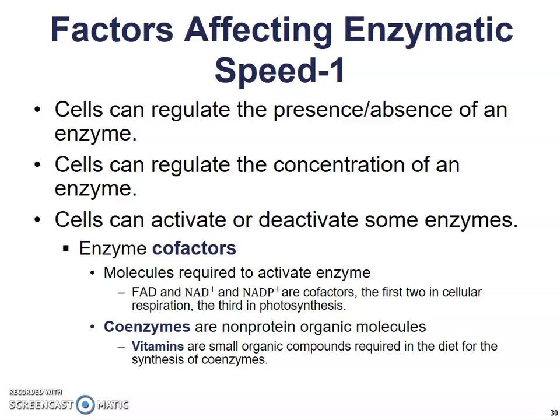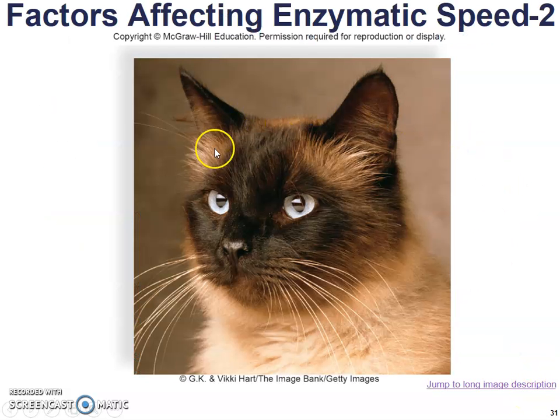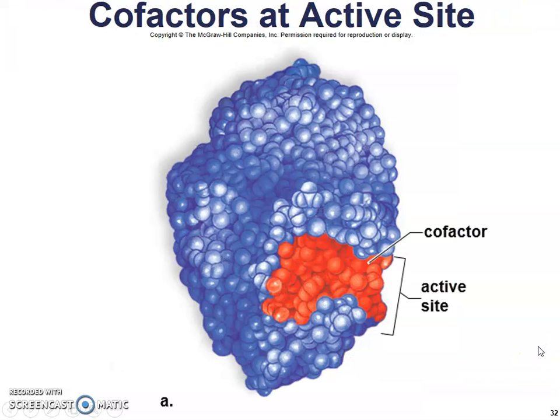Coenzymes are non-protein organic molecules. Vitamins are small organic compounds required in the diet for the synthesis of coenzymes. So it is important to get all of your vitamins so that your enzymes can act the correct way. Here we have a picture of a Siamese cat. Isn't she pretty? Her coloration is affected by the enzymes that are present, and they work at a cooler temperature than in other cats.